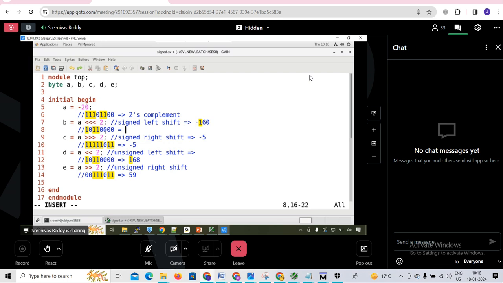Let's check once. Let's take 1's complement. 0, 1, 0, 0, 1, 1, 1, 1. What should I do? Plus 1 I should do, right? What will it come? 0, 1, 0, 1, and 4 zeros. What is this? 64 plus 16, minus 80.